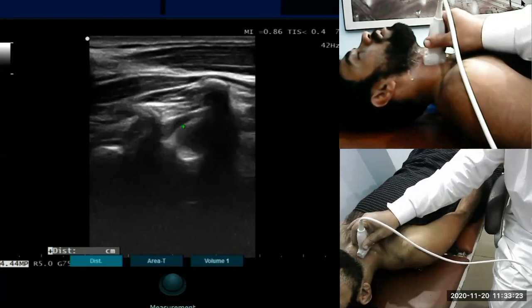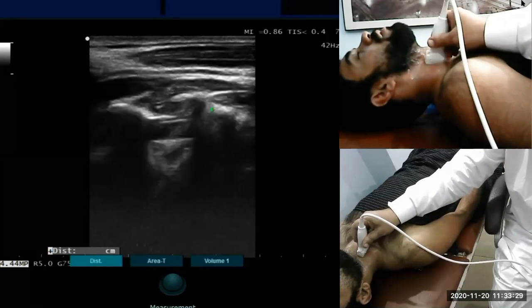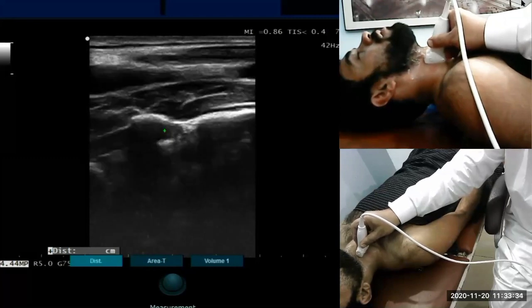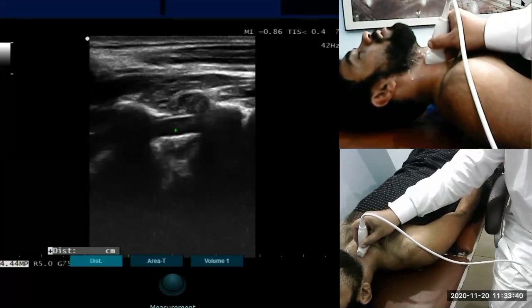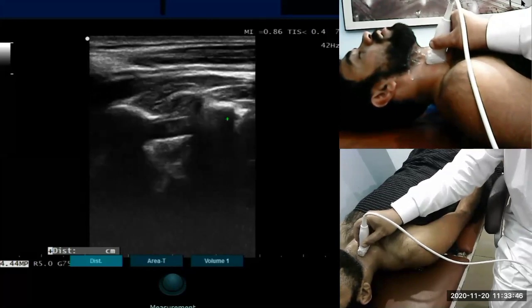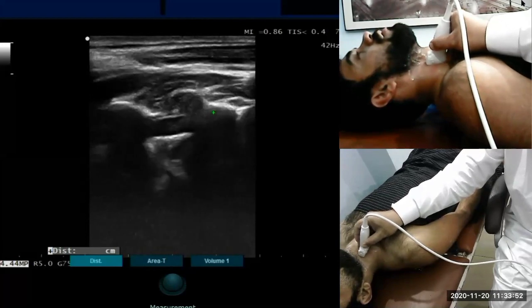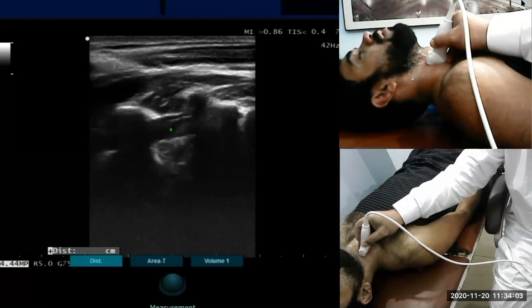So when we see these transverse processes, behind the transverse processes, here, this tubular structure is the vertebral artery, but it will be visible only in between the two shadows. Shadow of this transverse process and this transverse process. Maybe you can appreciate its pulsation. There we are.